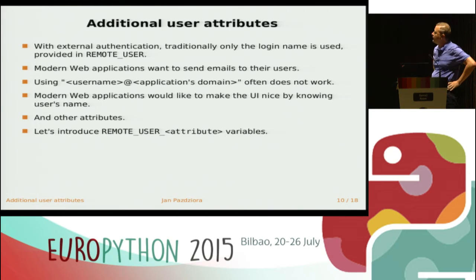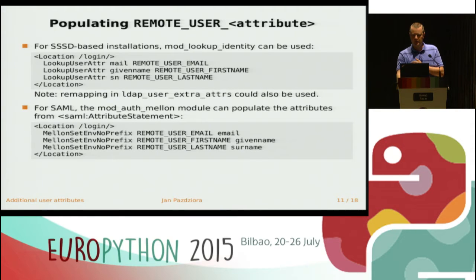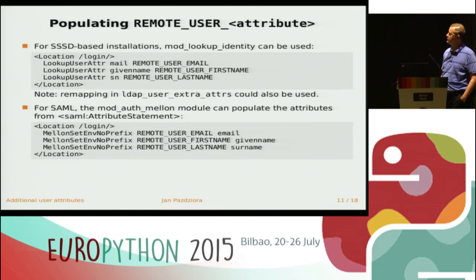So here's the proposal. Since we started with the remote user for the login, let's use REMOTE_USER_ underscore attribute for attributes of that user. We've actually done that in other non-Django, non-Python projects, and it seems to work pretty well. If you are using SSSD-based installations, you can use the mod_lookup_identity Apache module to configure mapping of LDAP or other attributes to those environment variables. If you use mod_auth_mellon for SAML, you can do the same.